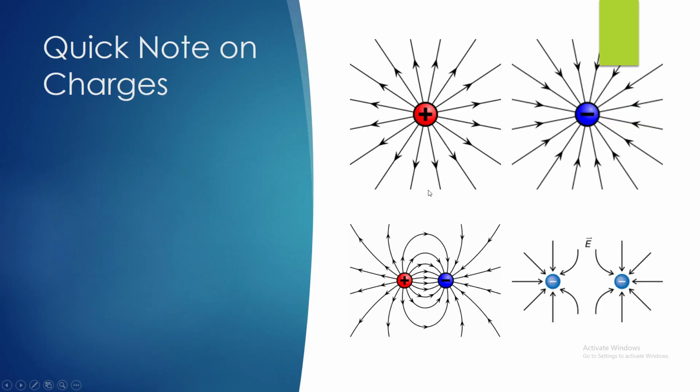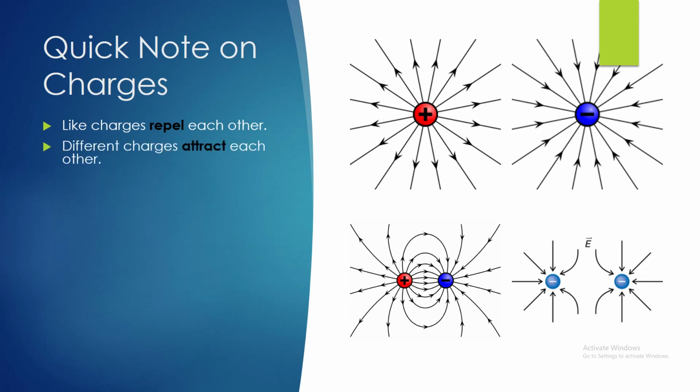Quick note on charges. Here we'd have a proton, here's an electron. Like charges repel each other. So if you have two positive charges, they don't like to be near each other. They will go opposite directions. If you have two negative charges, they also will repel each other. But different charges, if you have a positive and negative, they will attract each other. So, for example, if you have a positive and a negative, they will come together.